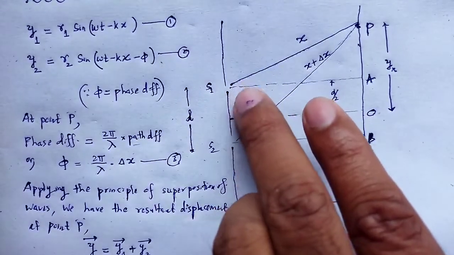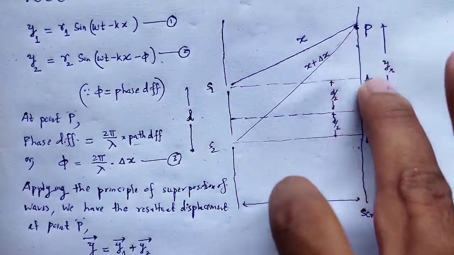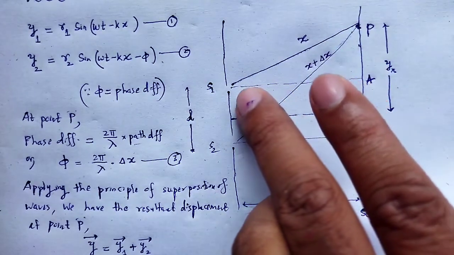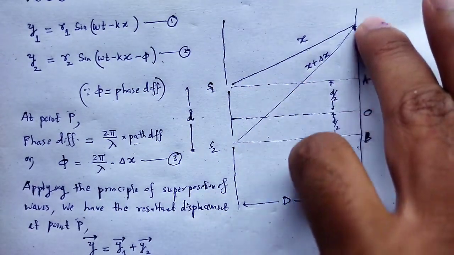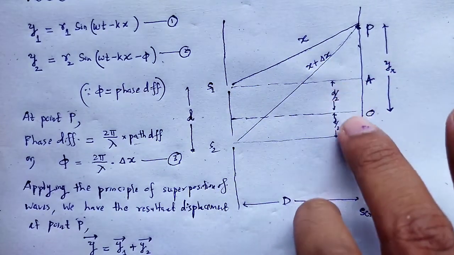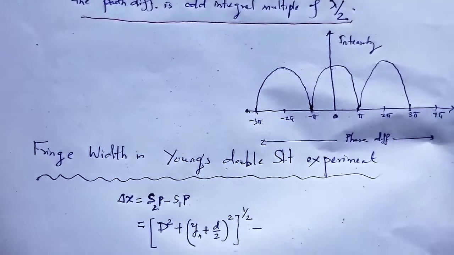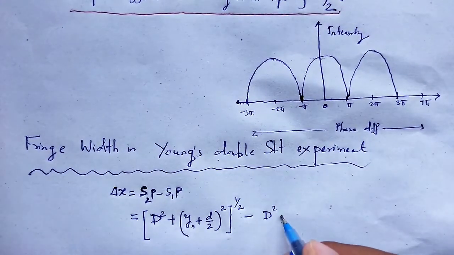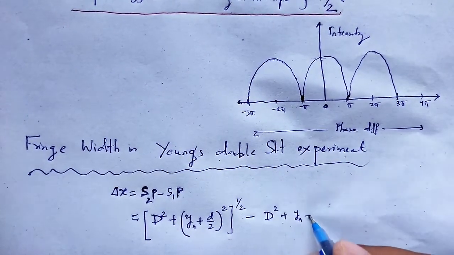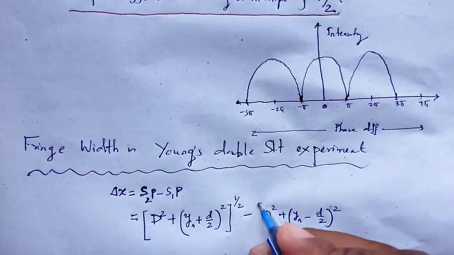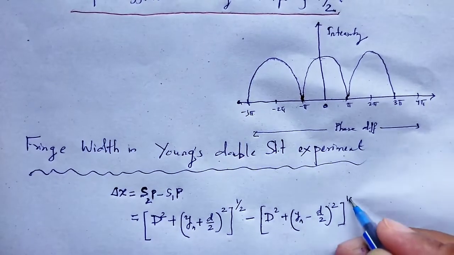Similarly, S1P in triangle S1PA, that is the hypotenuse. So its square is equal to the sum of that square and that square: d square plus yn minus d by 2 whole square, under root.